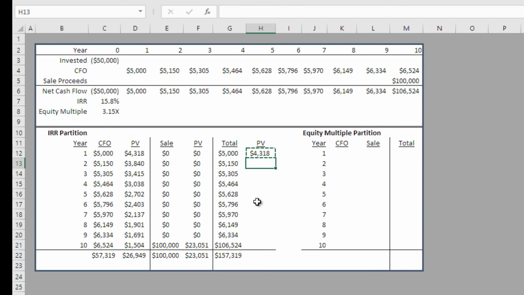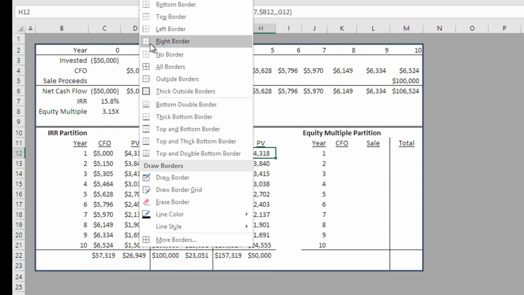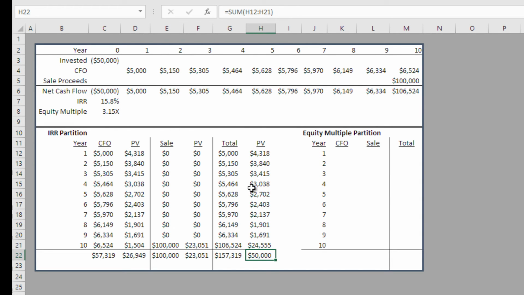And another way you can do it, you can simply sum that up, just to show you that it works. Okay? And let me clean that up. So there we have the present value of these cash flows discounted back at the internal rate of return is going to give us the initial investment. Okay? And so we've now partitioned out the IRR to see that.